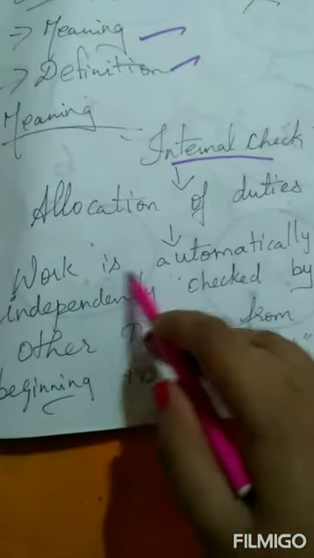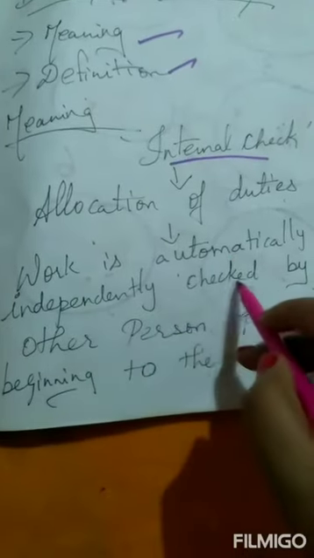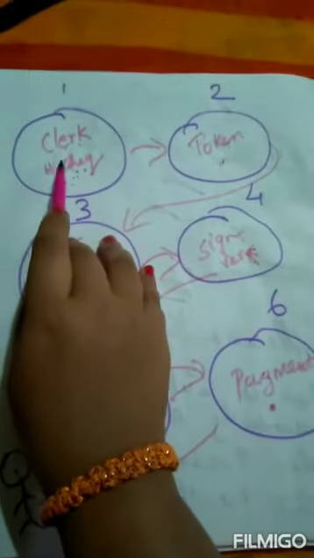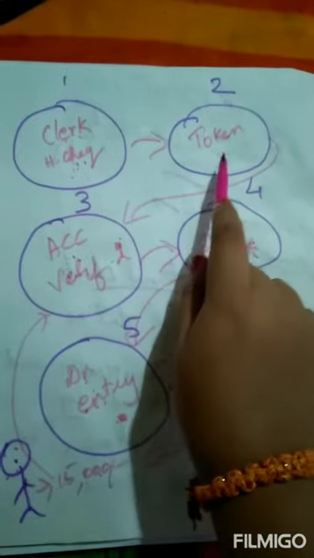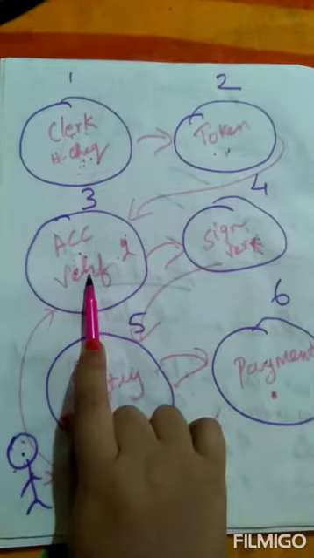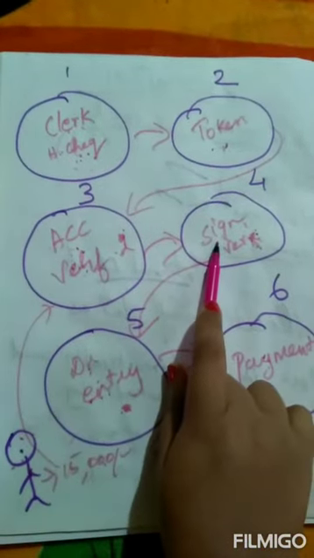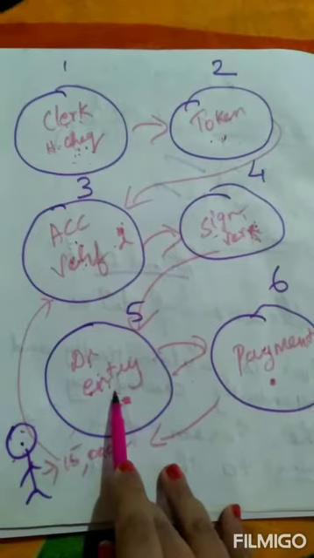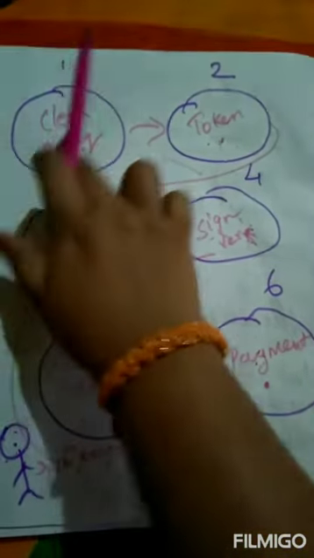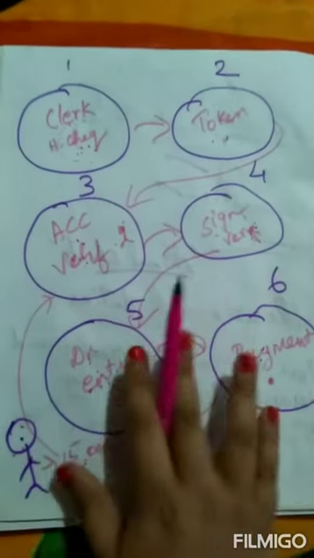This is the meaning. We have seen the allocation of duties, and work is automatically and independently checked by another person. So duties are allotted to the employees: the clerk has to collect the check, this employee should give the token, this employee should verify the account, this employee should verify the signature, this employee should make the entry in the passbook, this employee should give the payment. So each and every person has been allotted a duty.